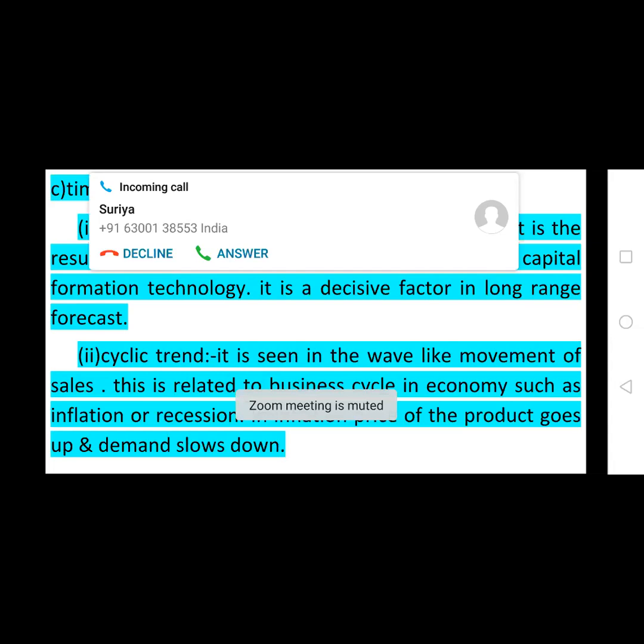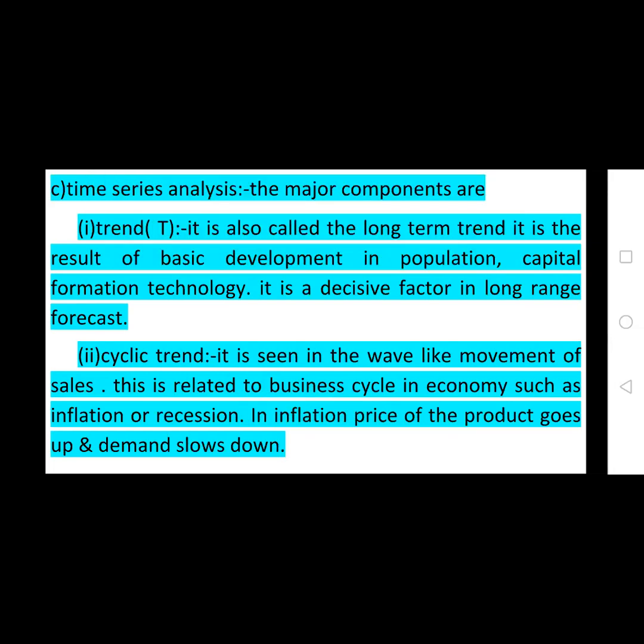Cyclic trend is the wave-like movement of sales. This is related to the business cycle in the economy. A cyclic trend depends upon the business cycle in the economy, such as when inflation or recession occurs. In inflation, the price of the product goes up and demand slows down. So the cyclic trend is one of the factors for estimating the future demand.